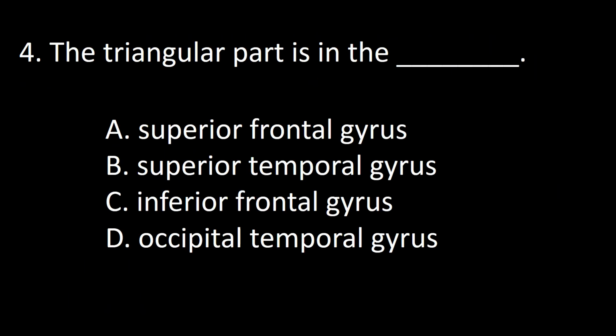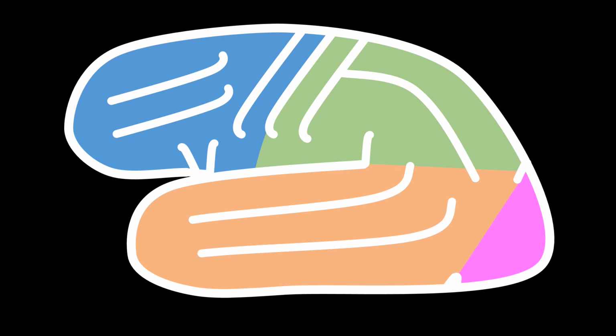Next question. The triangular part is in the A. Superior frontal gyrus, B. Superior temporal gyrus, C. Inferior frontal gyrus, D. Occipital temporal gyrus. Here we are looking at the superior lateral surface of the brain. In it, I have just labeled the frontal lobe.